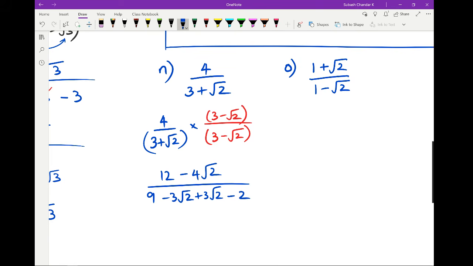So in the numerator now, I've got 12 minus 4 root 2, divided by 9 minus 2, which is 7. And in this case, I can't actually do anything.